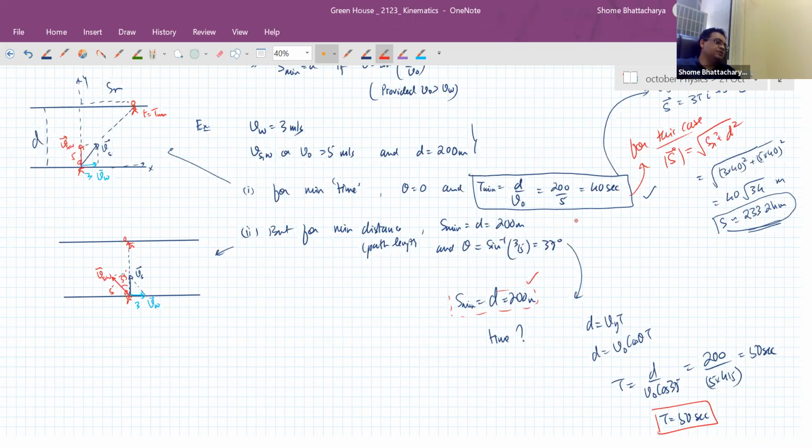Okay, and then we will come to the other case of this one where the flow velocity is too large for you to be able to swim perpendicularly. You will end up always having some amount of drift, but how to minimize that drift we will discuss.